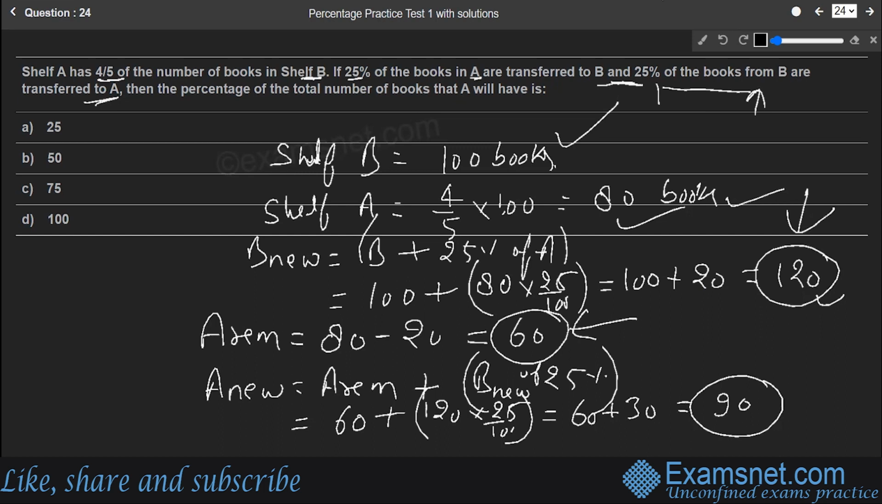Then when the second transfer is made, B has transferred 25% of the books to A. So the new A will be the remaining A plus the 25% of B. That is 25% of 120. So it's becoming 60 plus 30, that is 90. So these are the new data. This is the new B data, 120, and this is the new A data, 120.